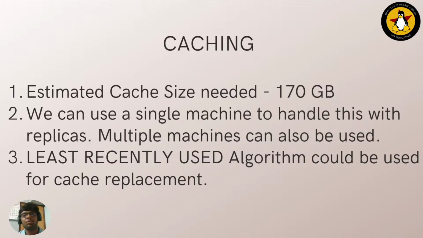We have already calculated before that the estimated cache size needed would be approximately 170 GB. So now we can use a single machine to handle this along with replicas, obviously, because we do not want a cache to fail. Trust me when I say this, big applications depend a lot on their cache to ensure low latency. And we know that one of the non-functional requirements of this application is low latency, right? So we cannot afford a cache failure. You could obviously use multiple servers for hosting your caches, which independently have different sets of data. Also, the least recently used algorithm could be used for cache replacement.